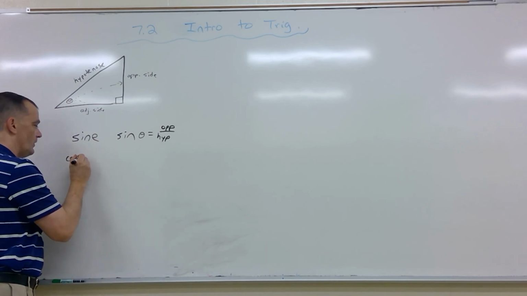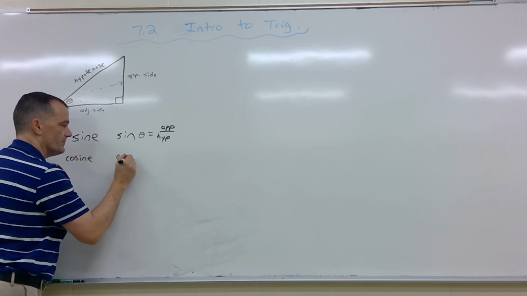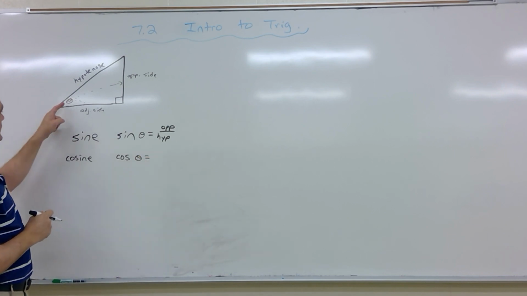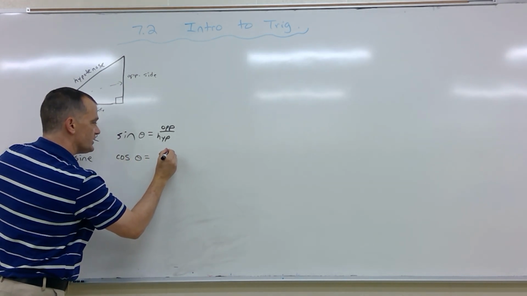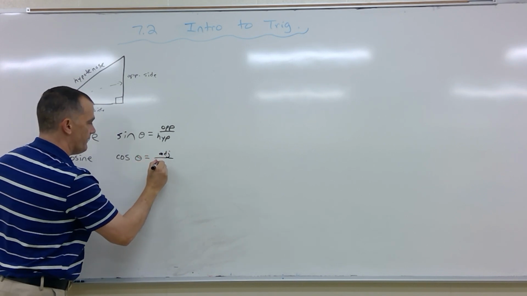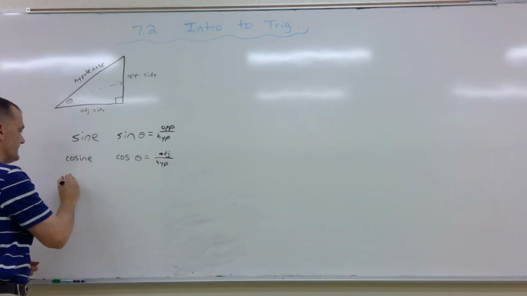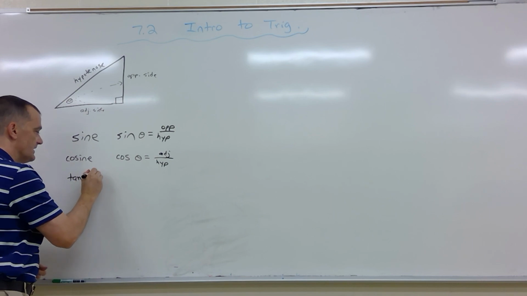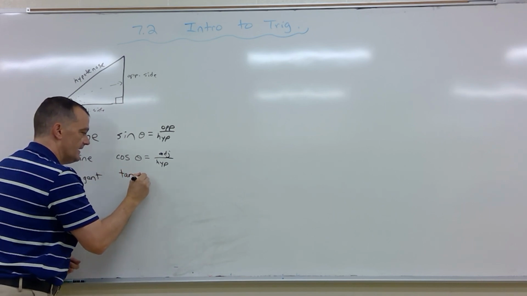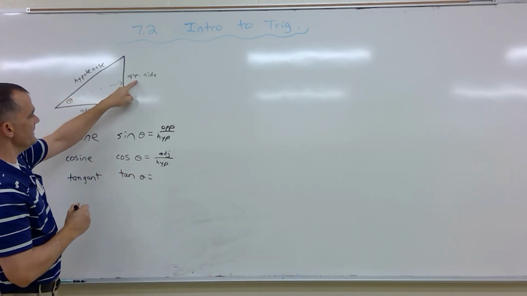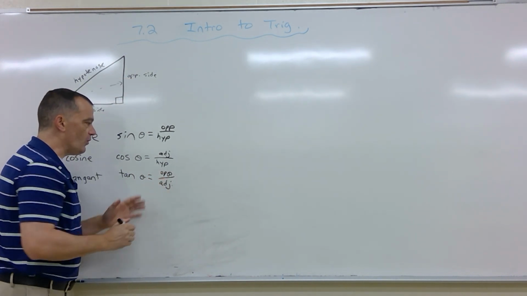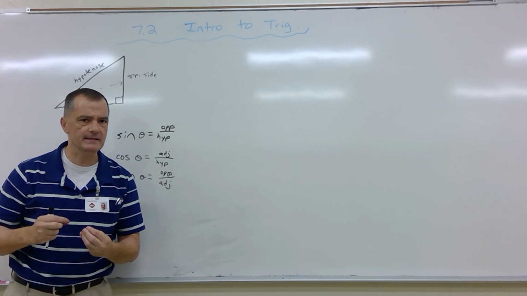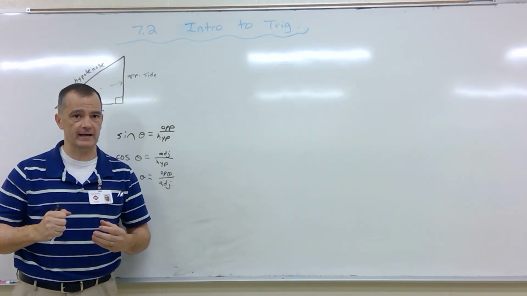We also have one called the cosine, which is abbreviated COS. So the cosine of this angle is equal to the relationship between the adjacent side and the hypotenuse. And last but not least, we have the tangent, which is abbreviated TAN. So the tangent of theta would be the opposite over the adjacent. Now don't get caught up in what exactly these mean just yet. We're going to get to that.